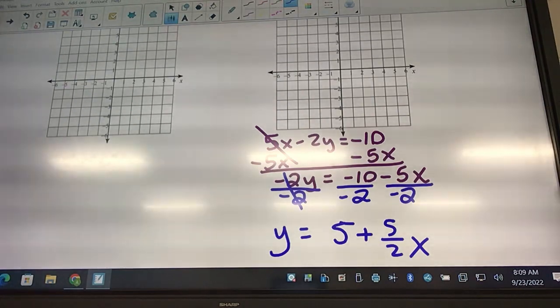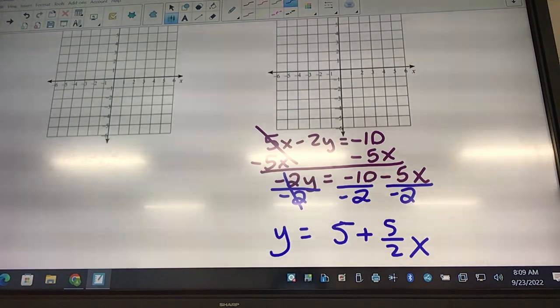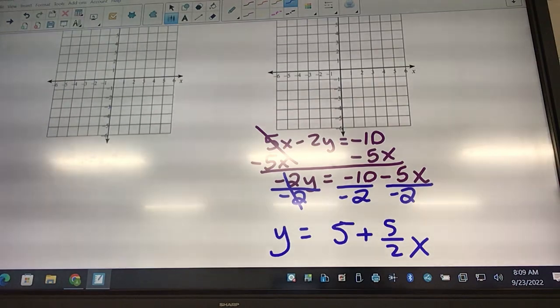The ones that you have to divide with the y seem to be the most confusing for kids, okay? So if you're feeling lost, that's totally understandable. Okay, what is our slope? 5 over 2. What's our y-intercept? 5. So go to the y line, find the 5.